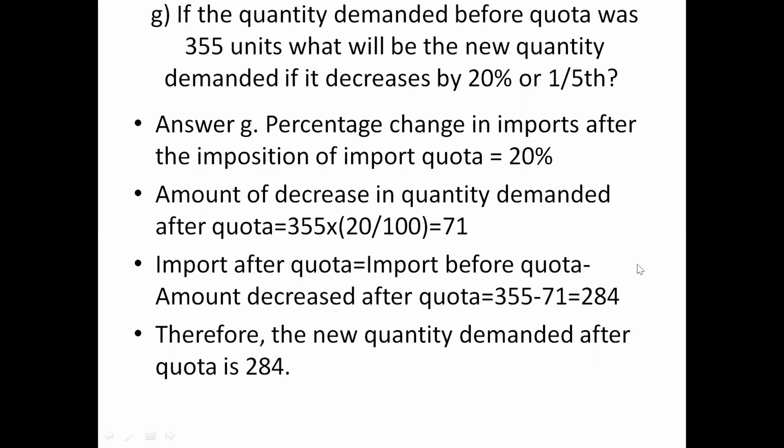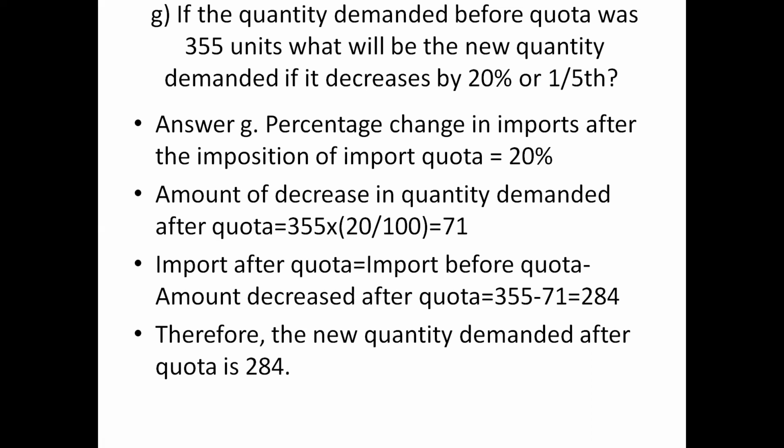The percentage change after the imposition of import quota is given, that is 20%. Now, if you calculate the amount of decrease in quantity demanded after quota, you have to simply multiply 20 over 100 with the quantity before quota, which is 355, and you get 71. So this 71 units is the amount that has decreased from before.